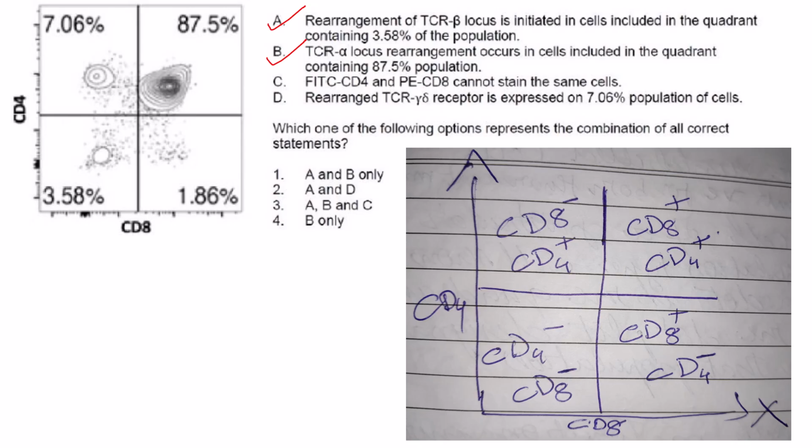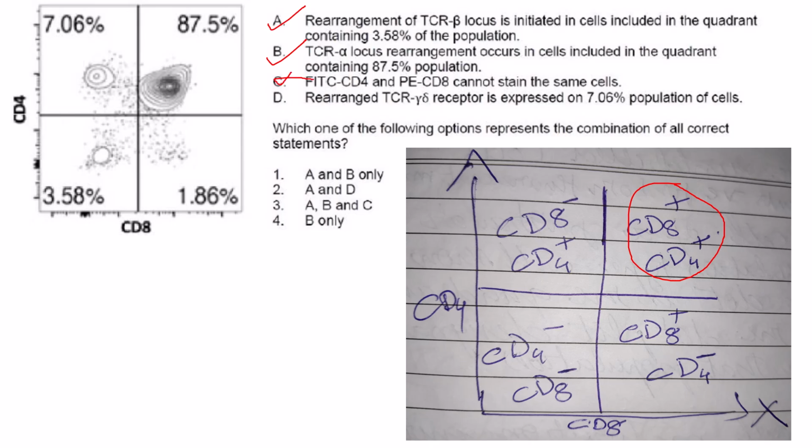Then FITC CD4 and PE CD8 cannot stain the same cell. How is it possible? Then how did it stain here in this quadrant, CD8 plus CD4 plus? How did it stain there? So that is not correct.